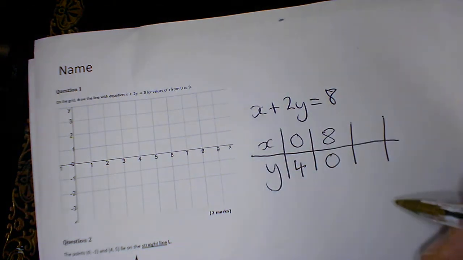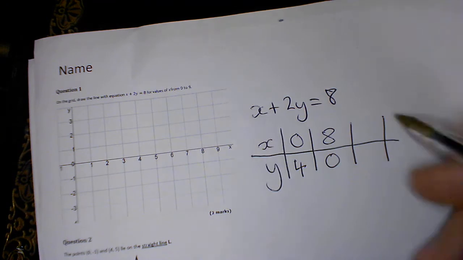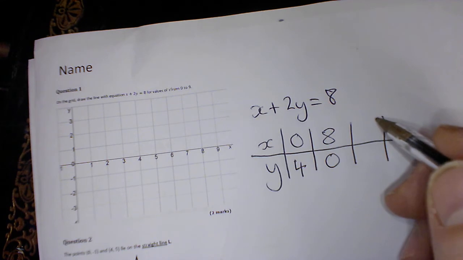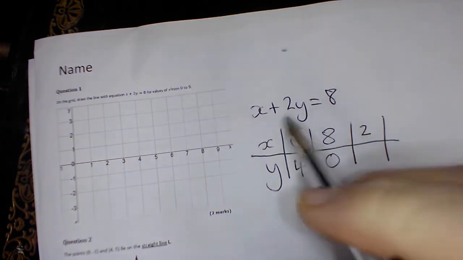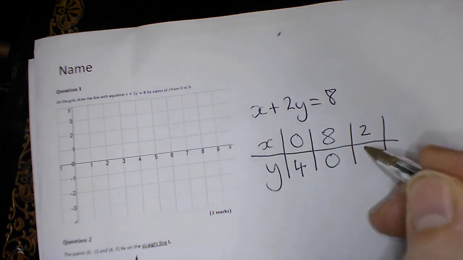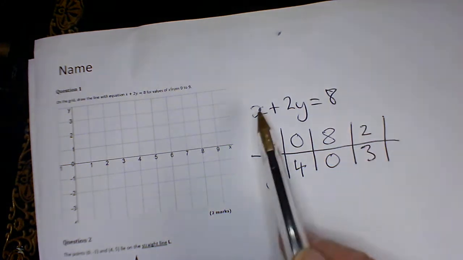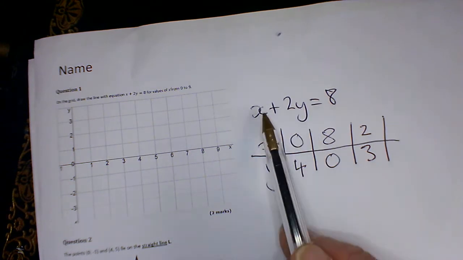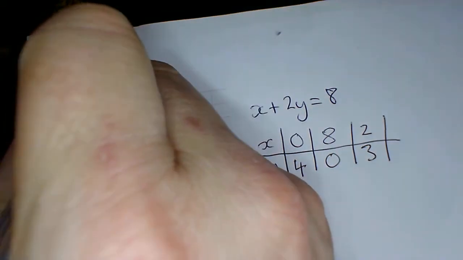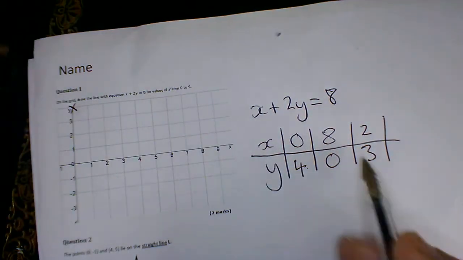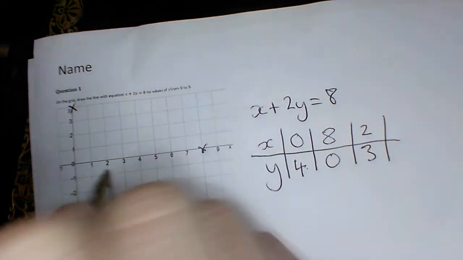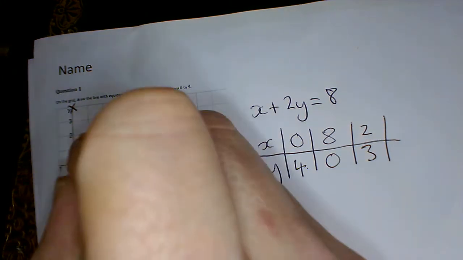You can do it with just two coordinates, but it's often nice to check to make sure you're on the right line. So what if x is 2? 2 add 2y is 8, so y would have to be 3. 2 plus 2 lots of 3, 2 plus 6 is 8. You would then plot these points: 0, 4, 8, 0, and just check 2, 3.